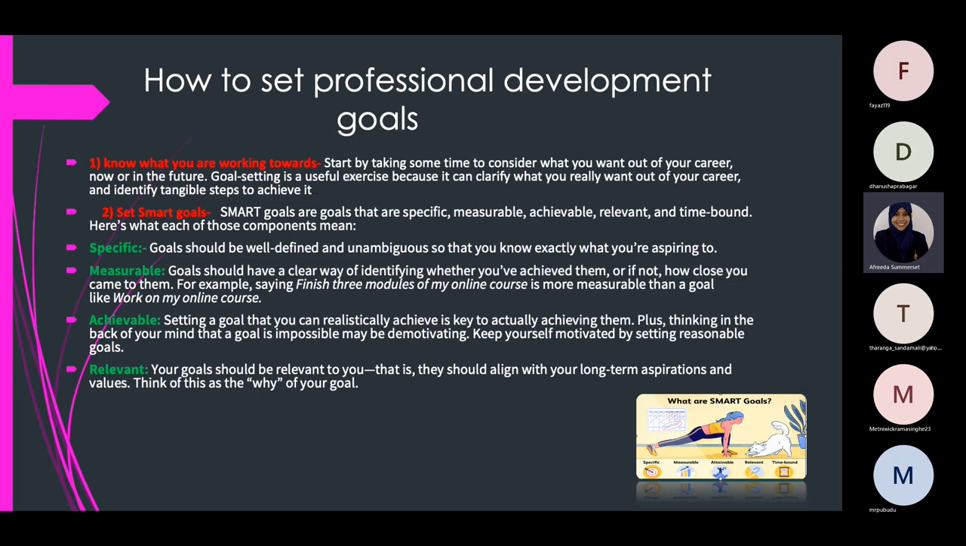Okay. Taranga, any questions on this? SMART goals: specific, measurable, achievable, and relevant. Is it clear?